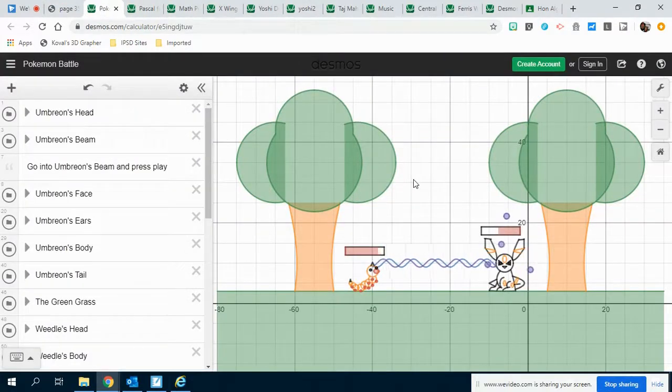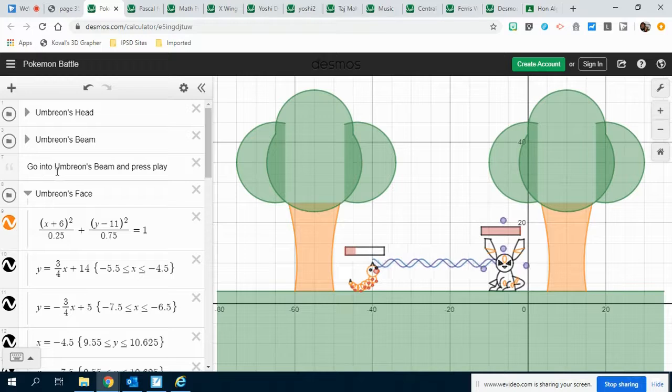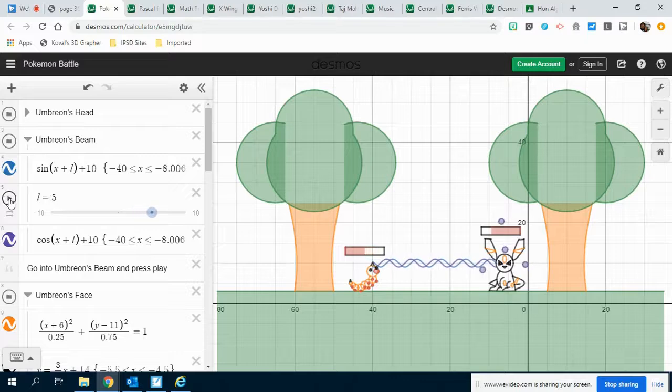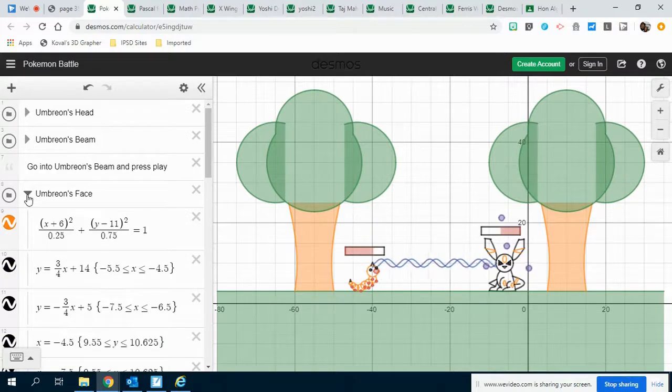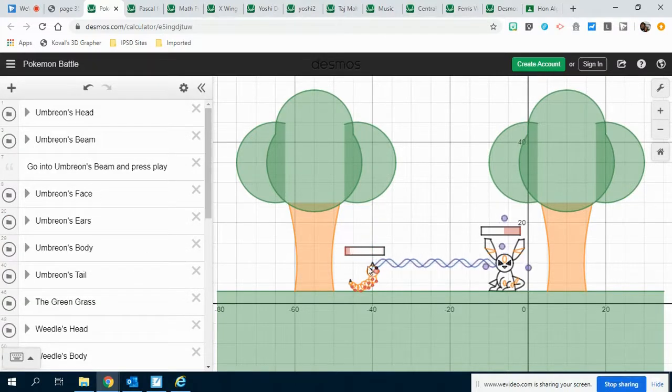So here are some examples. Notice that the equations are stuck in folders. So we have folders, and there are some instructions like go into the beam and press play. So if you go into the beam and press play, that can stop or continue to start the beam. So that's something that is kind of beneficial. So this is just an example of something. This has motion and color.